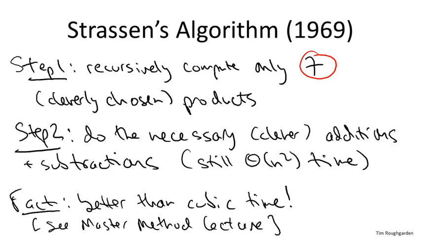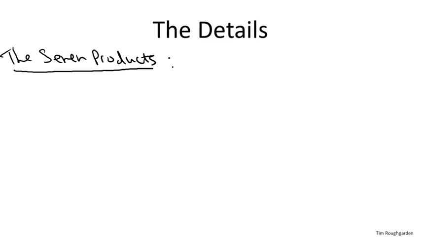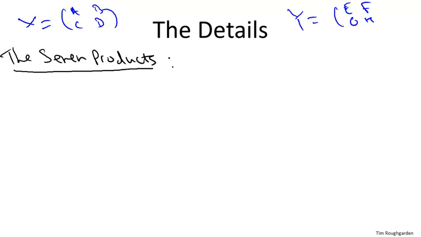So here is Strassen's algorithm in its somewhat gory detail. So let me tell you what the 7 products are that we're going to form. I'm going to label them P1 through P7, and they're all going to be defined in terms of the blocks of the input matrices X and Y. So let me just remind you that we think of X in terms of its blocks, A, B, C, D, and we think of Y in terms of its blocks, E, F, G, H. And remember, A through H are all n over 2 by n over 2 submatrices. So here are the 7 products, P1 through P7.